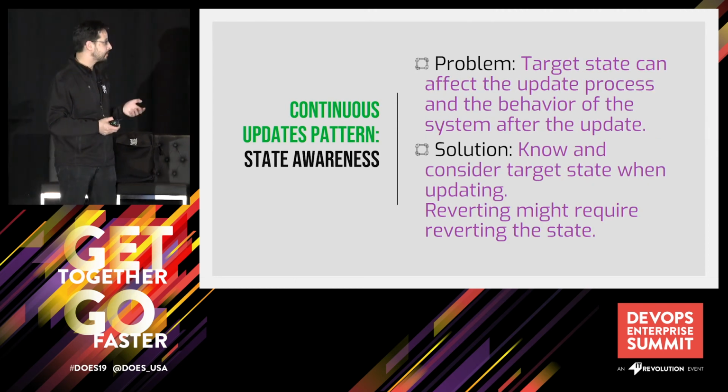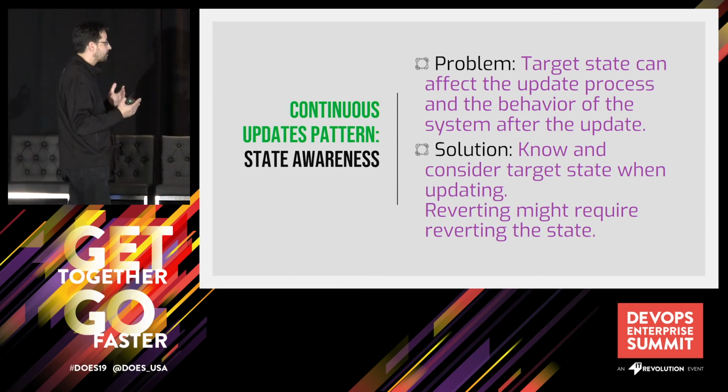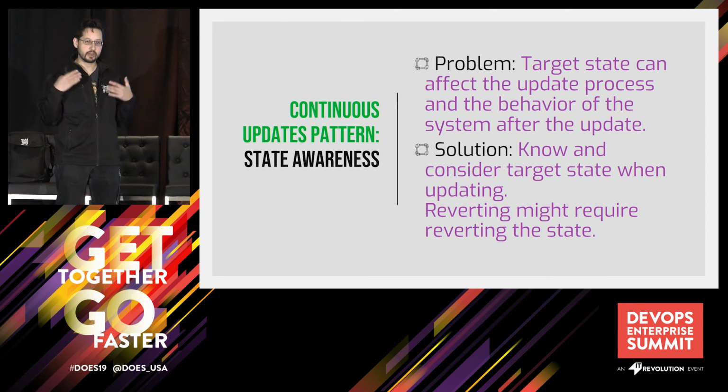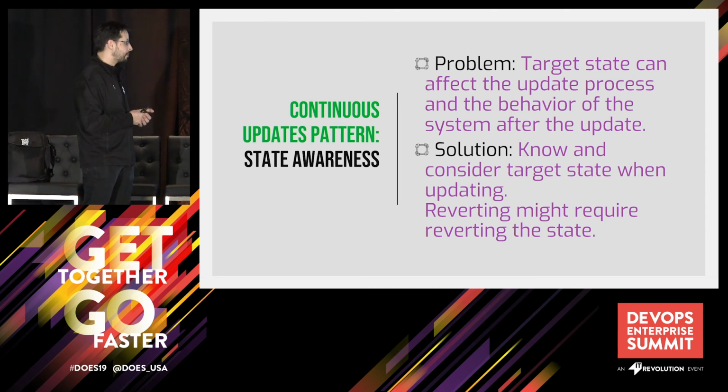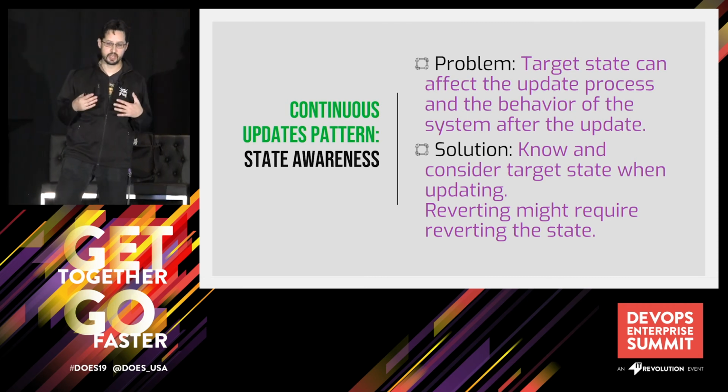And then finally, state awareness. So something to keep in mind, and it affected this case, is that when you're deploying code, you have to be very careful about the state of the system, the APIs which you're using, because that can also affect how the updates happen. And rolling back might not fix things if you have state involved in the system.